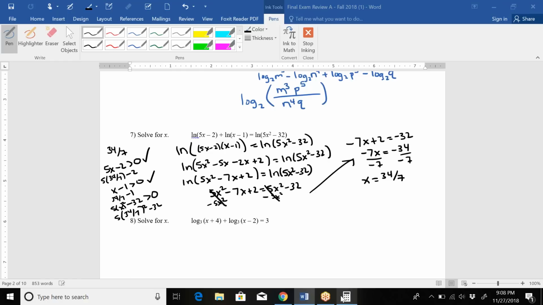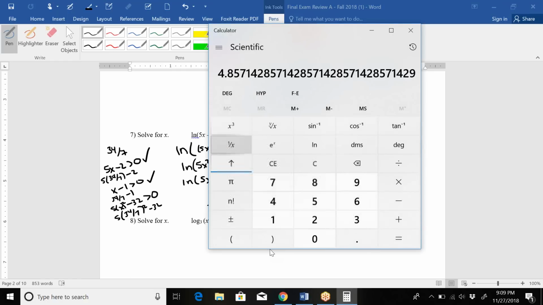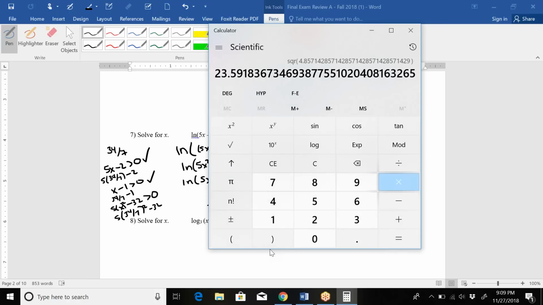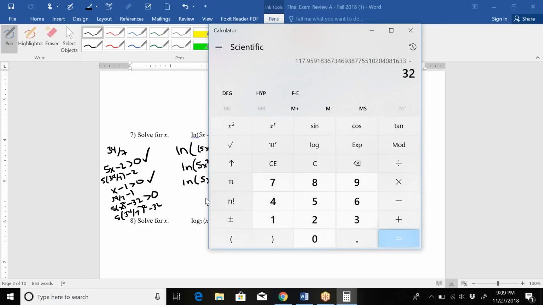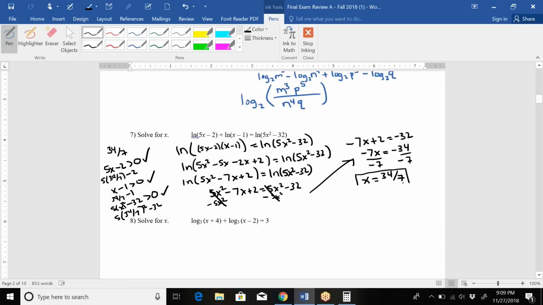Now we want to square the 34 divided by 7, so we get the answer, and then we square it. We times it by the 5, and we subtract the 32. That is also positive. So as long as each argument comes out greater than 0, then we are good. This is a solution.